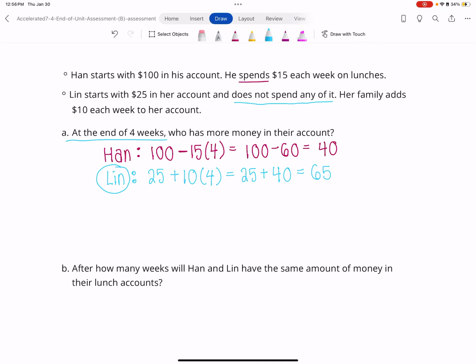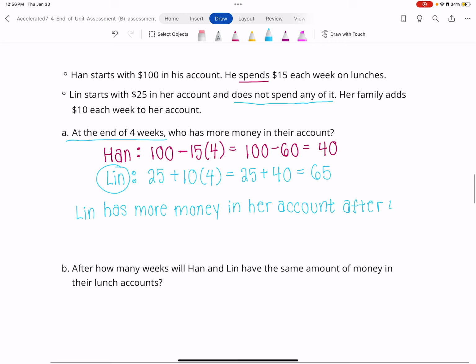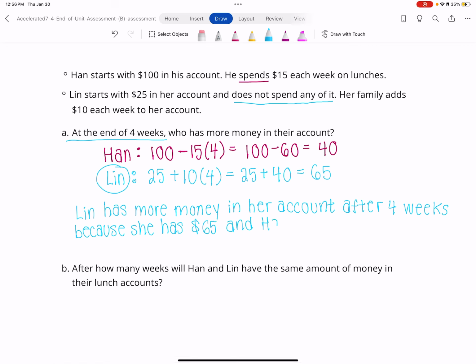And you will write a sentence for that. Lynn has more money in her account after 4 weeks. Can even add because she has $65 and Han only has $40.